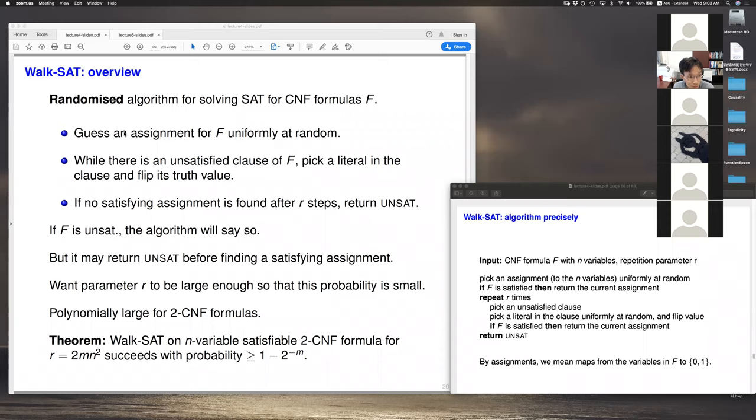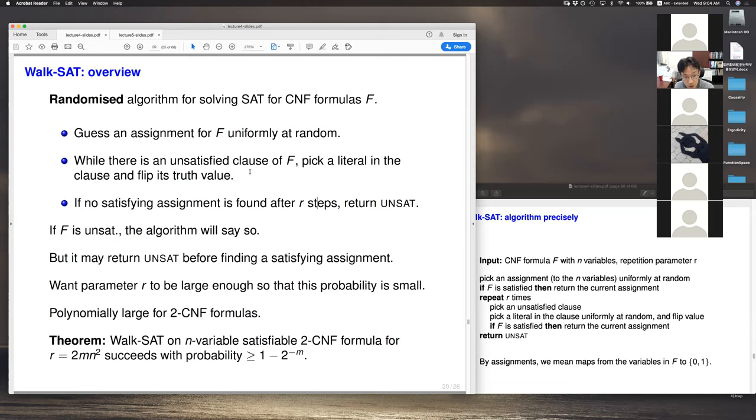Given a CNF formula F, it randomly picks an assignment to the propositional variables appearing in F. If it happens to be a satisfying assignment of F, then we are lucky, the algorithm is finished and returns that satisfying assignment. Otherwise, because F is a CNF formula, if the assignment doesn't satisfy F, that means there is a clause which is not satisfied. So we pick that clause, pick one literal in it, and flip the truth value of the corresponding propositional variable so that the chosen literal becomes true under the new assignment. Then the algorithm checks whether the new assignment satisfies the formula F or not. If it is satisfied, then we are done. Otherwise, it keeps repeating the process.